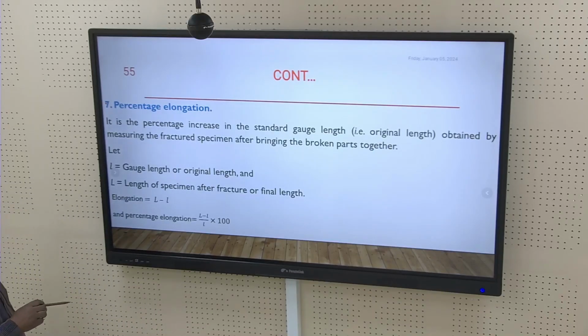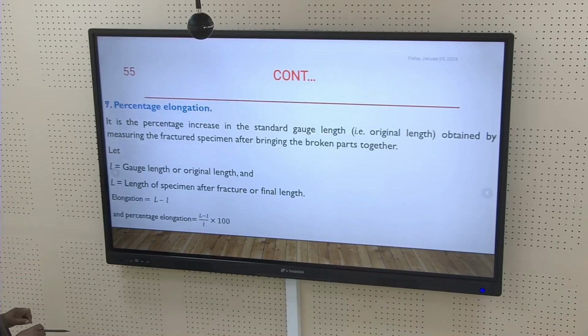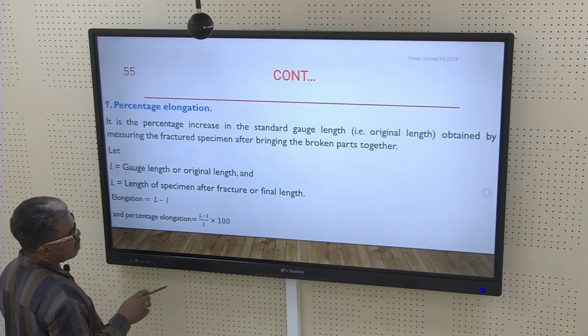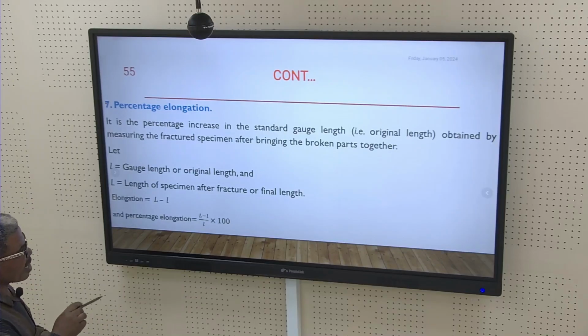The other item that we would like to focus on is percentage elongation. Percentage elongation is the percentage increase in the standard gauge length, that is the original length. We term it the standard gauge length, the original one, obtained by measuring the fractured specimen after bringing the broken parts together.